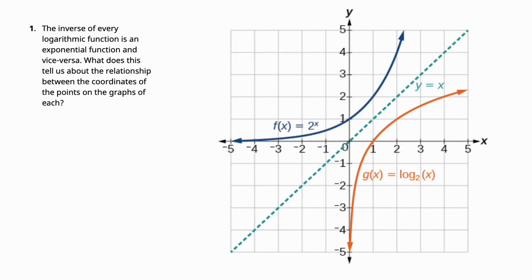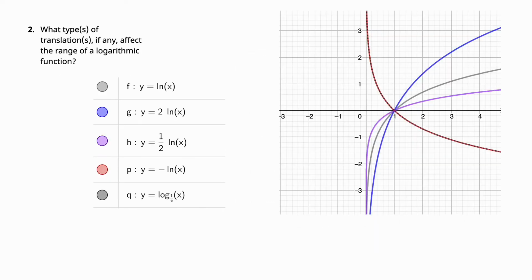the exponential has the point (0, 1), and where the logarithm has (2, 1), the exponential has (1, 2). So you can see that the points are just switching places, just like inverses are supposed to do.